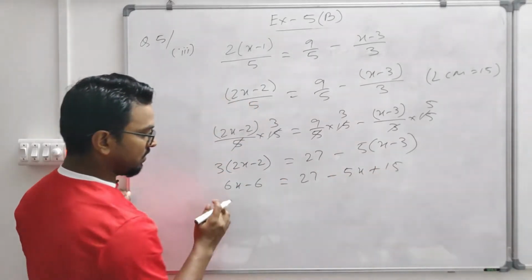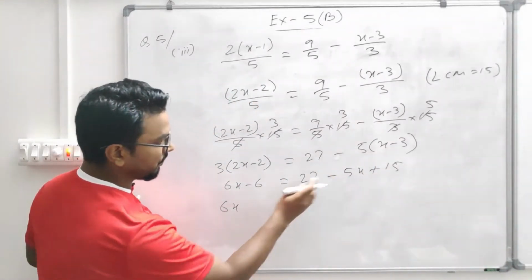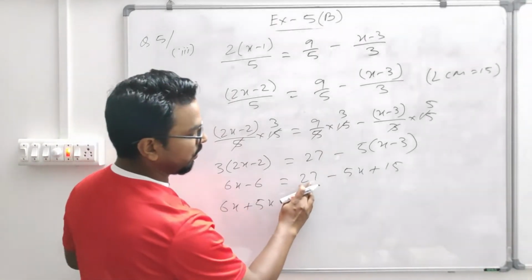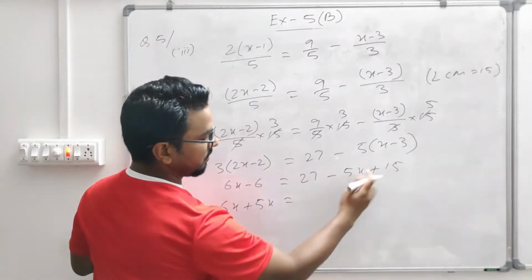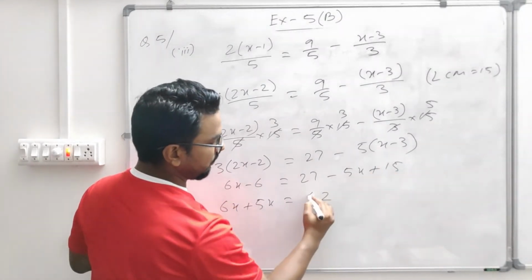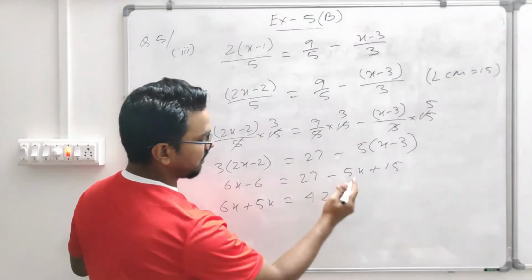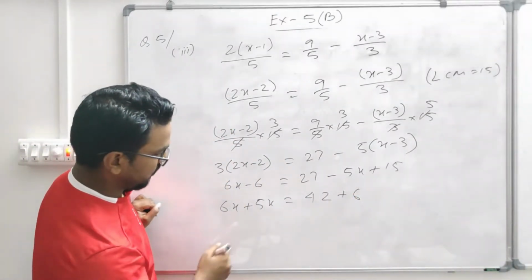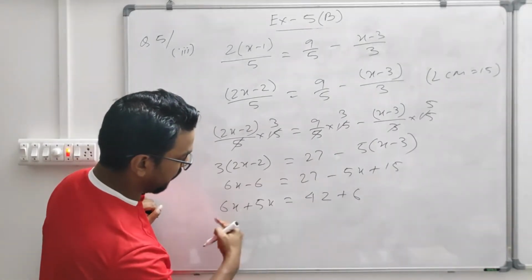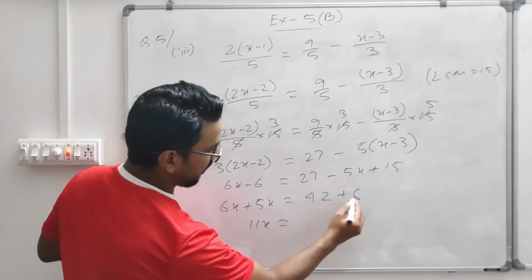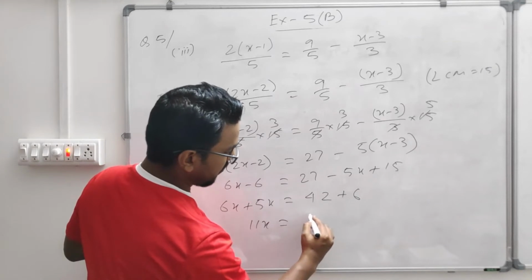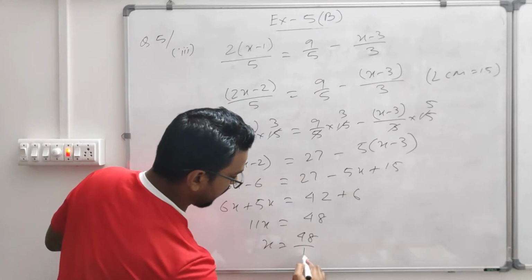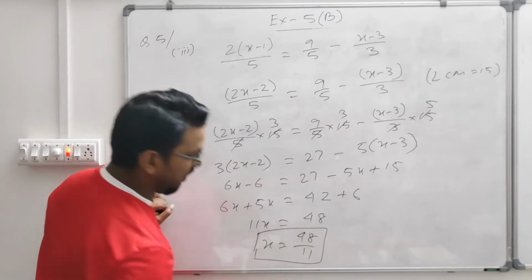So bring this one to the other side. This is 6x; bring this to the other side, it will become plus 5x. And here 27 plus 15, how much? This will become 42, and take this minus 6 to the other side, plus 6. Okay, next, you add this, it will become 11x, and if you add this, you will get 48. So x is equal to 48 by 11. This will be our answer.